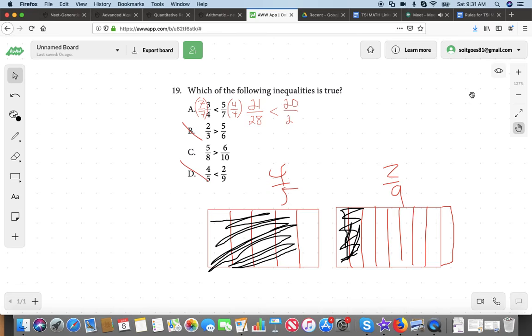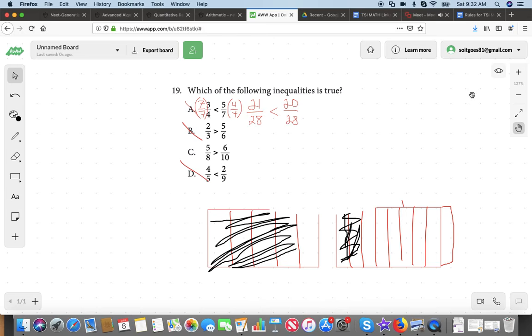Ooh, those are close. Aren't they close? No wonder it was so hard to estimate that. They're very, very close. By the way, which one's bigger? 3/4. 20 over 28 is obviously bigger. So that's not a true statement. Does that make sense? Yeah. So we can eliminate answer choice A. Gone. Adios.